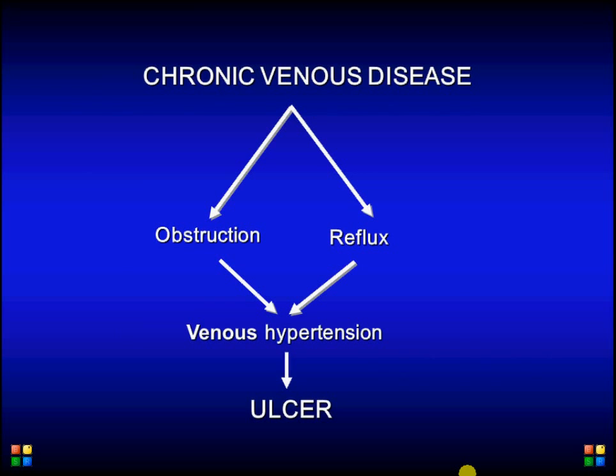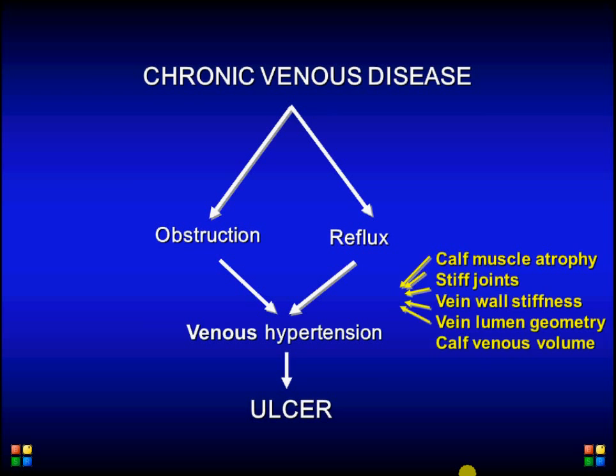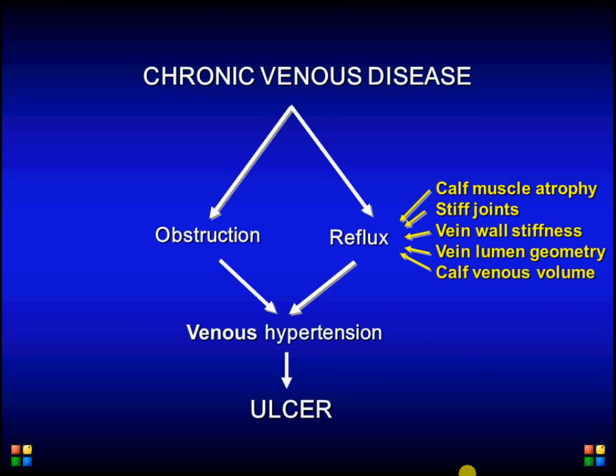If we look at the old model that we have, chronic venous disease depends on obstruction and reflux. It leads, as we heard, to venous hypertension and eventually may lead to ulcer. But when you look at it, reflux is very dependent on the calf muscle pump. And the calf muscle pump is very dependent on the fact that you can move your ankle, that you have a muscle mass, and that you have some venous volume.